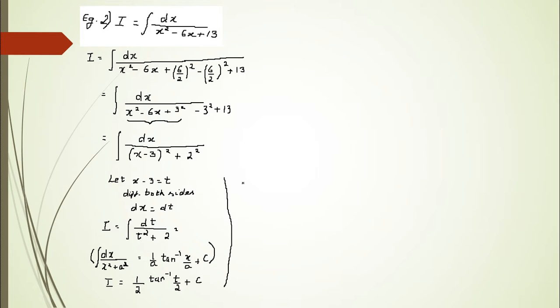Now putting the value of t, now I will get I is equal to 1 by 2 tan inverse, now t is equal to x minus 3, so I'll get x minus 3 by 2 plus c, right? Now let's see the next.